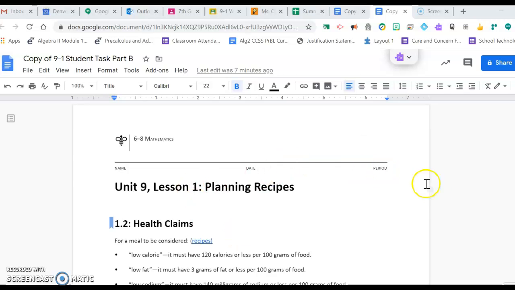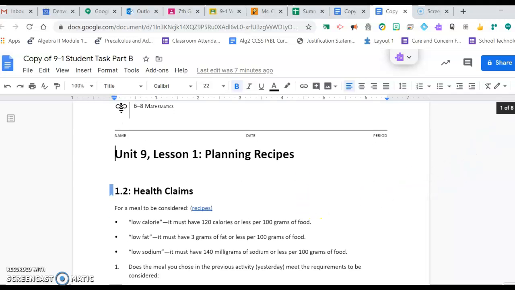Alright, so in this lesson, we're going to look at something called health claims, right? Have you ever been in the grocery store and you looked at something that says, oh, it's low fat, it's low calorie, or it's low sodium? Well, we're going to see if the recipe that we did yesterday qualifies for any of these things.